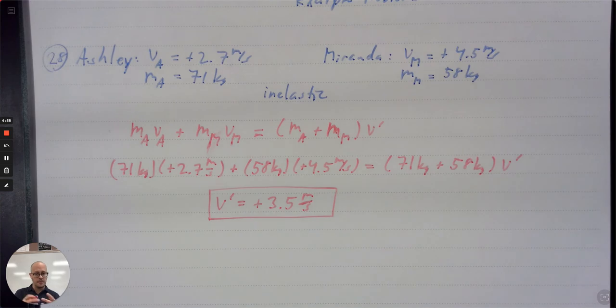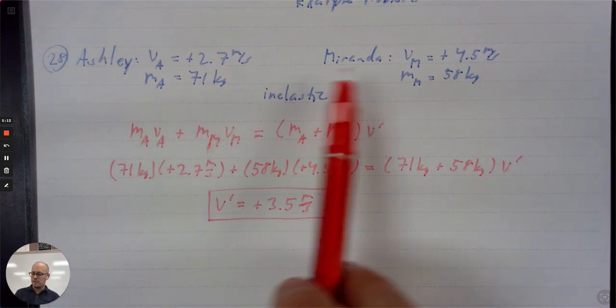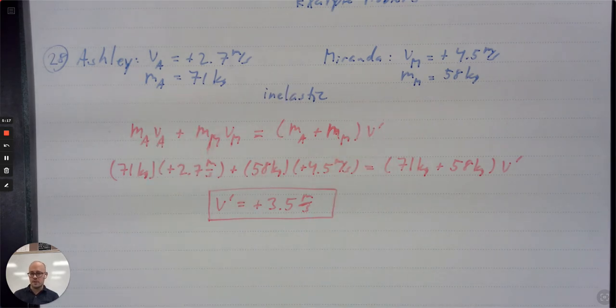Even though they end up in the same location, each initial object has to experience a change in momentum, and those changes have to be equal and opposite. One other layer to this is because Ashley's mass is greater than Miranda's mass, Ashley will experience a smaller change in velocity. This is another visit with Newton's second law, that the larger the mass, the smaller the acceleration.